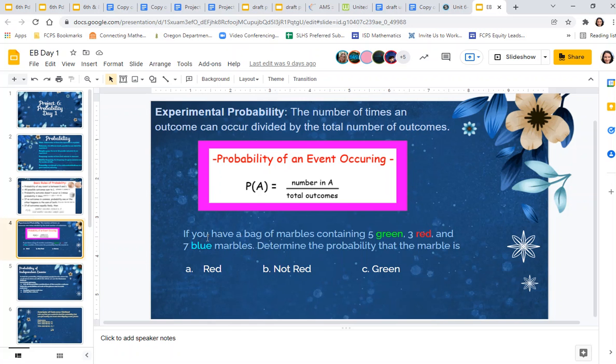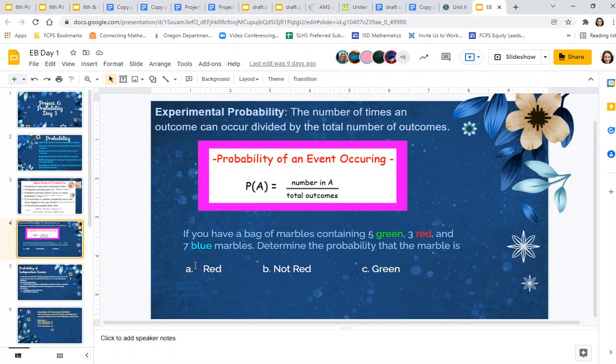So we're going to find some simple probabilities here just to get started. You can do these in your head, or you can pull up Desmos if you want a calculator. If you have a bag of marbles containing 5 green, 3 red, and 7 blue, there are 3 probabilities. I'm going to read them to you, and then we'll go through them one at a time. What is the probability the marble that you pull is red? What is the probability the marble is not red? What is the probability the marble is green?